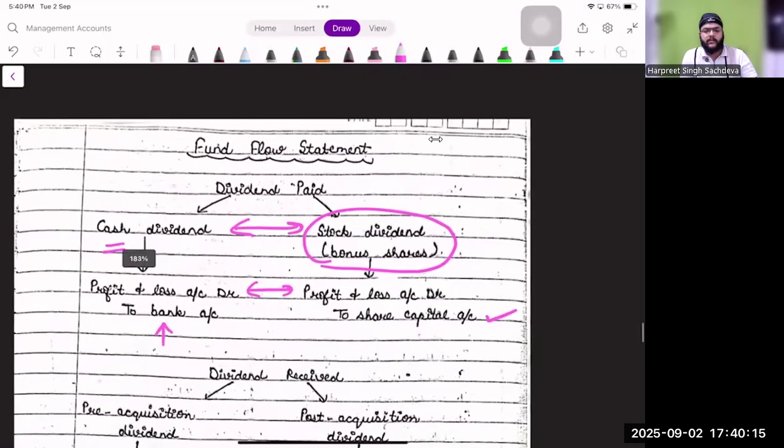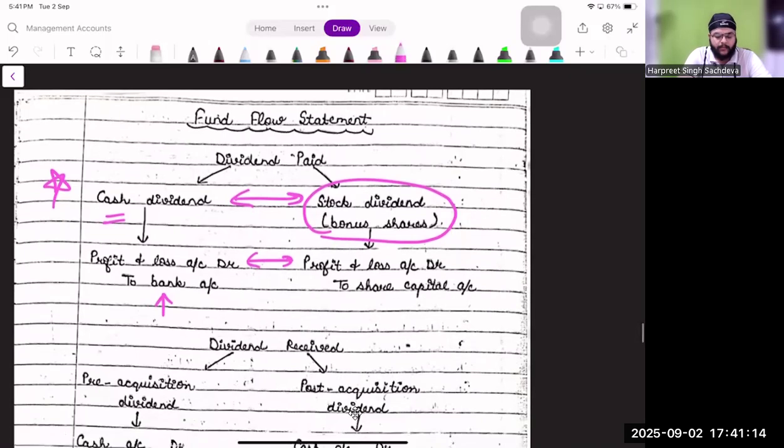Anyone any doubt in this? Both the points. Tell me. Okay. This topic is very important for exam. You'll get a question for dividend paid of these two types in both cash flow statement also and fund flow statement also. Okay. So this entry needs to be clear. This concept needs to be clear.